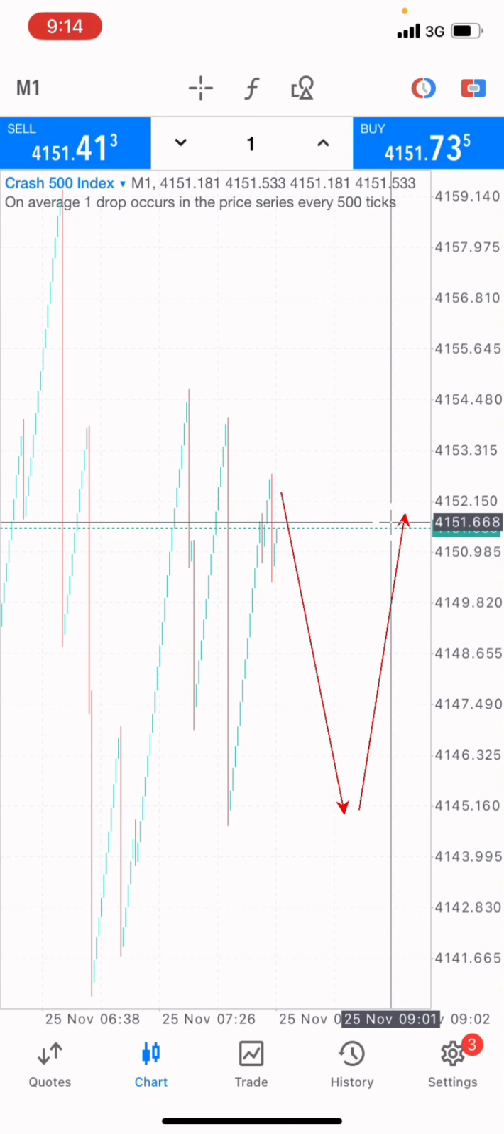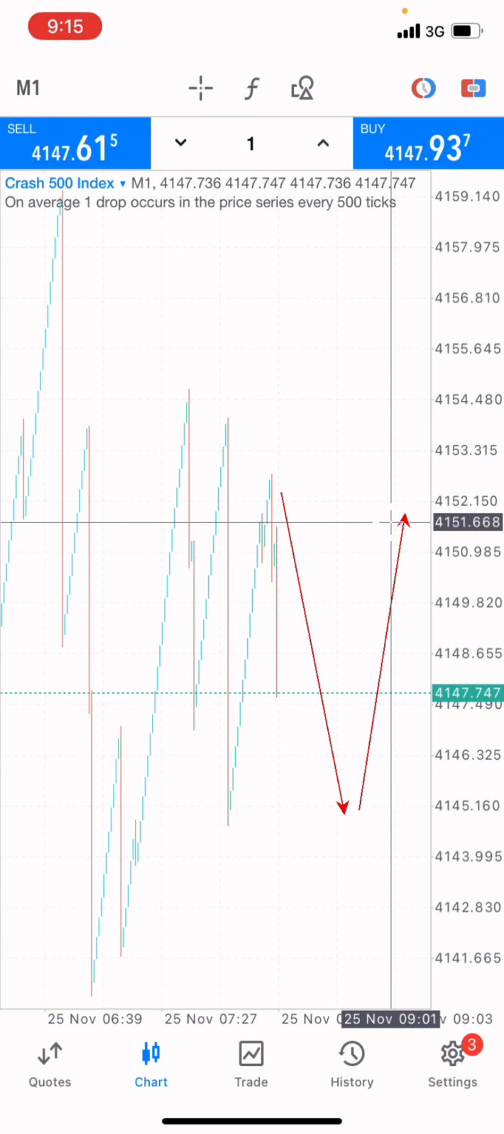The market wants to sell on the crash market all the time. So whenever you're placing a buy, always put it at the back of your mind that this market wants to always sell and go against me. So you need to be extremely careful and be watchful on the market so that you avoid a losing trade.